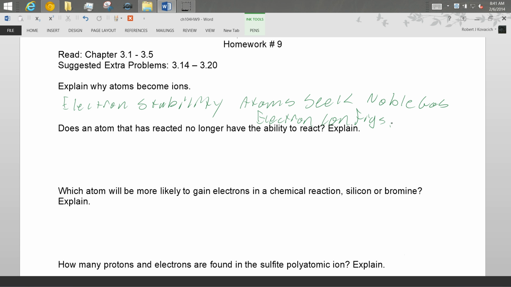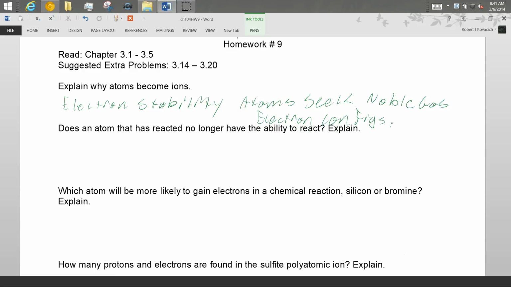Does an atom that has reacted no longer have the ability to react? What do you think? It's situational, right? If I'm a sodium atom and I've given away my one electron, am I reactive? Not really, but could I be made to be reactive? Yeah. If you put energy into it, you can make it react.